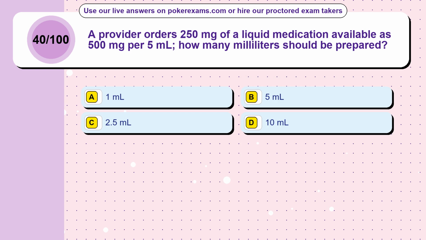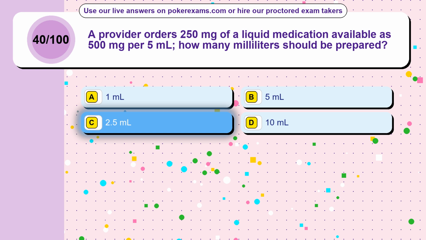Question 40. A provider orders 250 mg of a liquid medication available as 500 mg per 5 ml. How many milliliters should be prepared? Option A. 1 ml. Option B. 5 ml. Option C. 2.5 ml. Option D. 10 ml. The correct answer is option C.